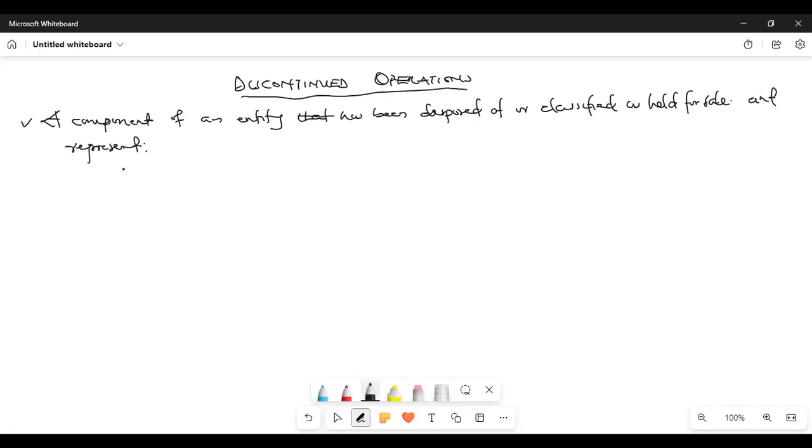A separate major line of business. So we are talking about a department or a unit. A separate major line of business.